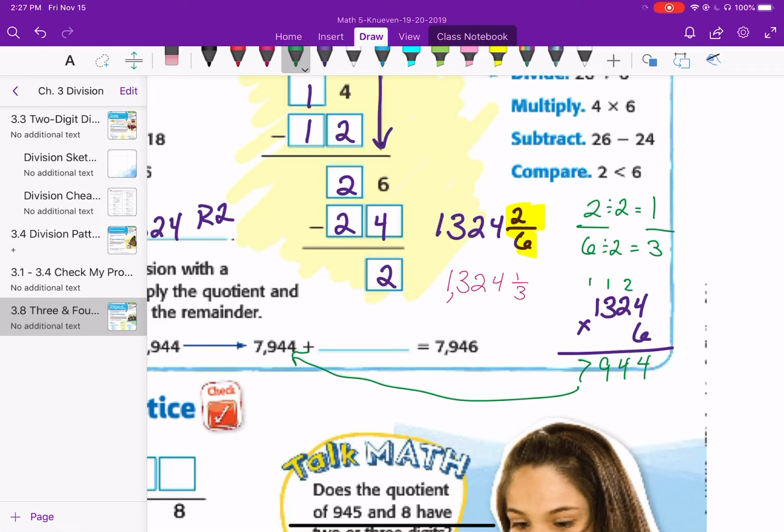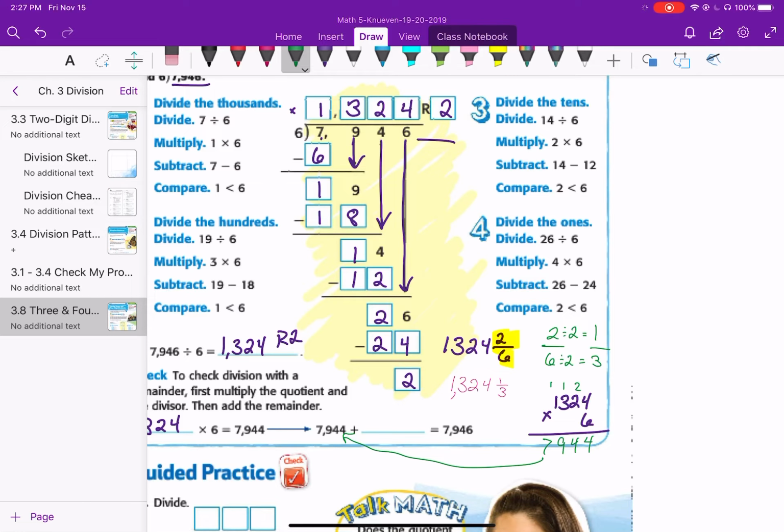We get 7,944. But that is not what we started with. Remember, we started with 7,946. Well, what is the difference? Again, we have that remainder 2 that we would add to that answer. So 7,944 plus 2 would give us that 7,946 that we started with as our dividend.